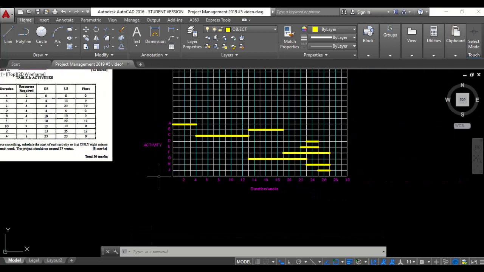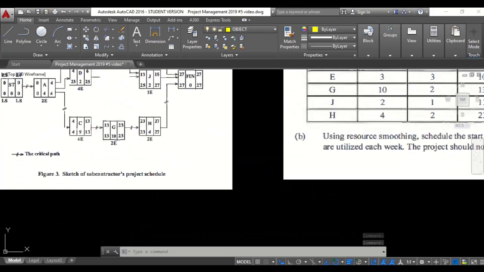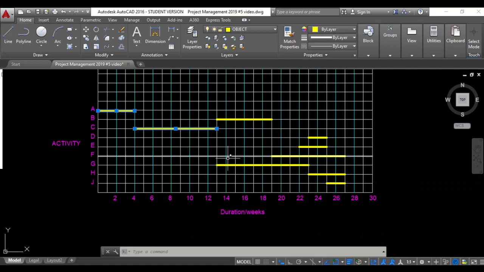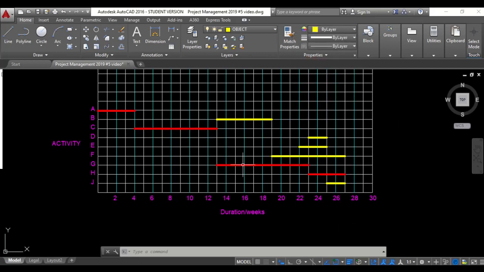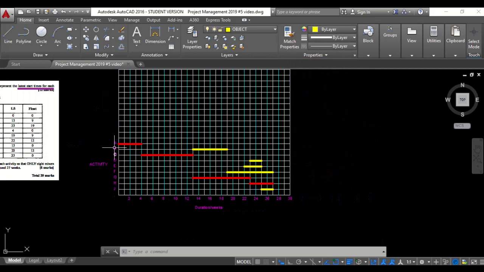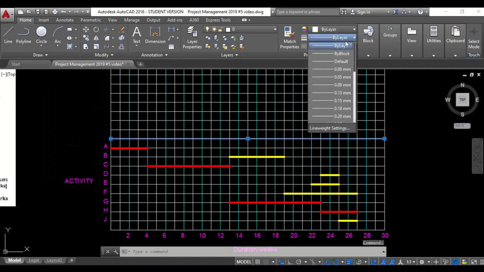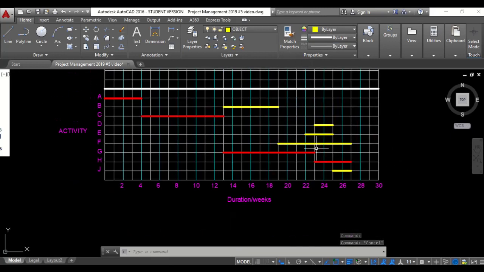Now, one thing I like to do is to highlight the critical path so that we know that those remain unchanged. So it's A, C, G, H. I'm just going to change the color, not the layer. Okay, so I'm now going to be highlighting this line, changing its weight to represent the marker between the bar chart and the resource histogram.